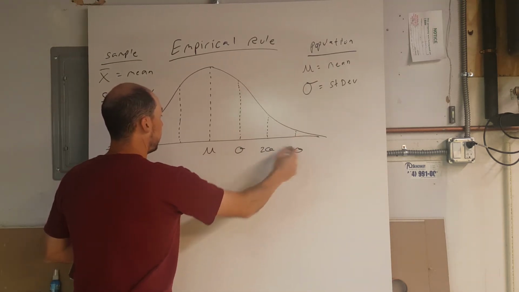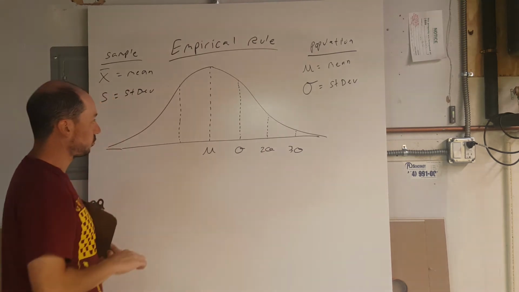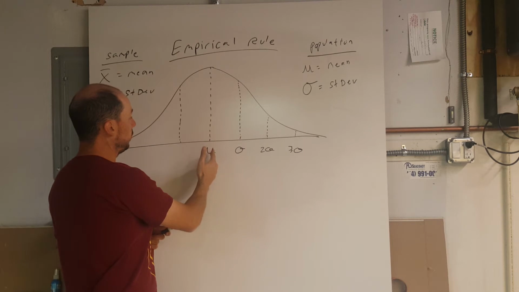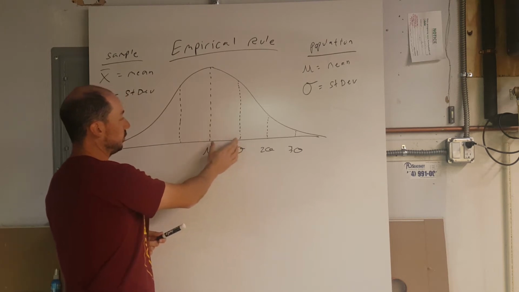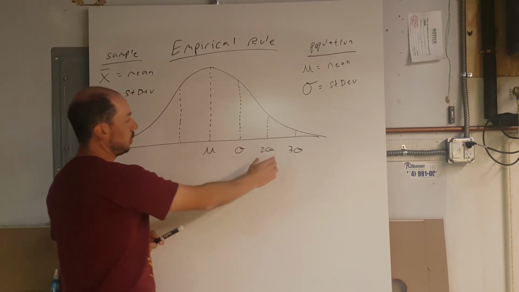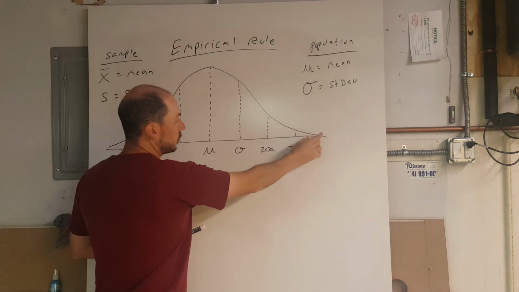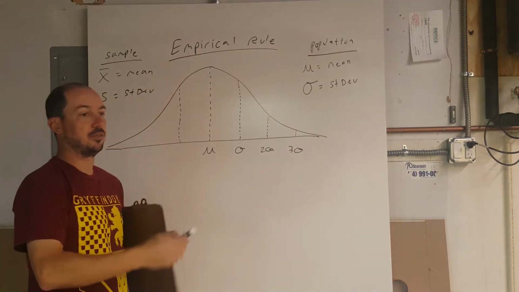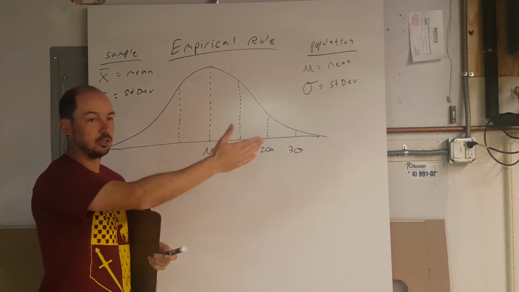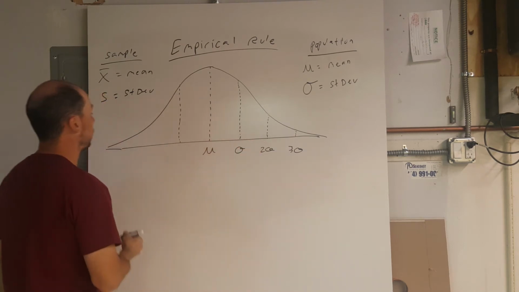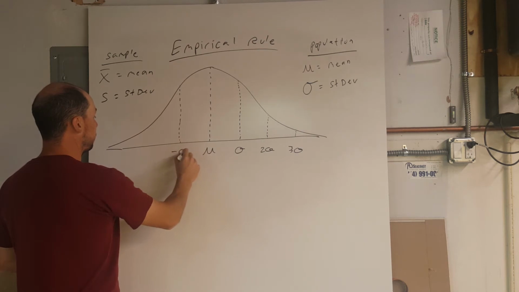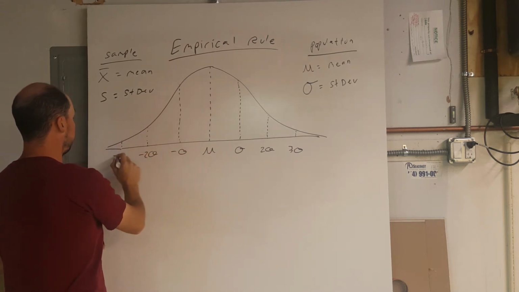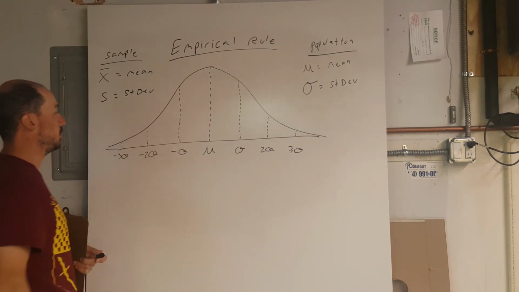Notice how the curve is shaped. There's a good amount of data between the mean and 1 standard deviation, and then 2 standard deviations. But after 3 standard deviations, there's not a whole lot of area. So if you're 3 standard deviations above the mean, that's ridiculously far, ridiculously good. So this would be 1 standard deviation below, 2 standard deviations below, and 3 standard deviations below the mean.